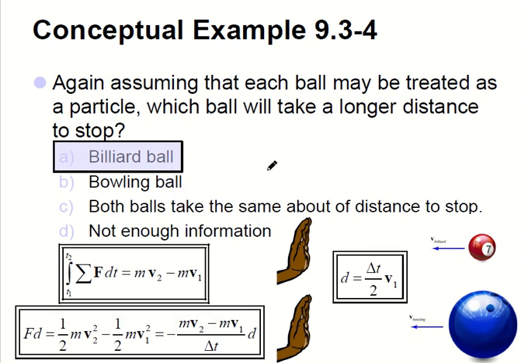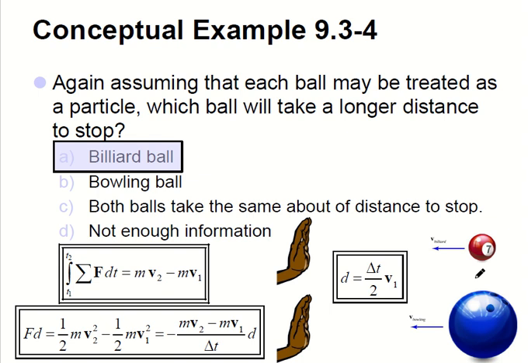And the next one is asking, assuming that each ball may be treated as a particle again, which ball will take a longer distance to stop. So here we go back to our calculation of distance with time and the velocity equation. Now we're looking at the distance. That's the change in time, your duration, divided by 2 times velocity, the initial velocity that these come in with.